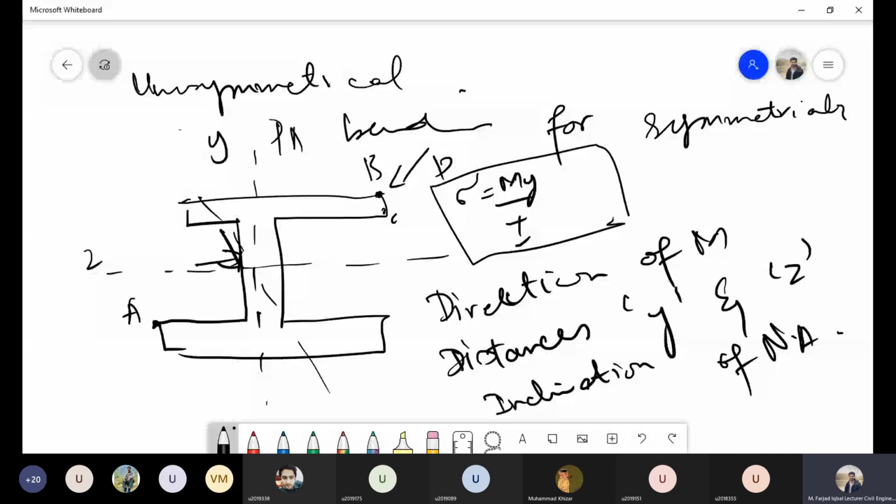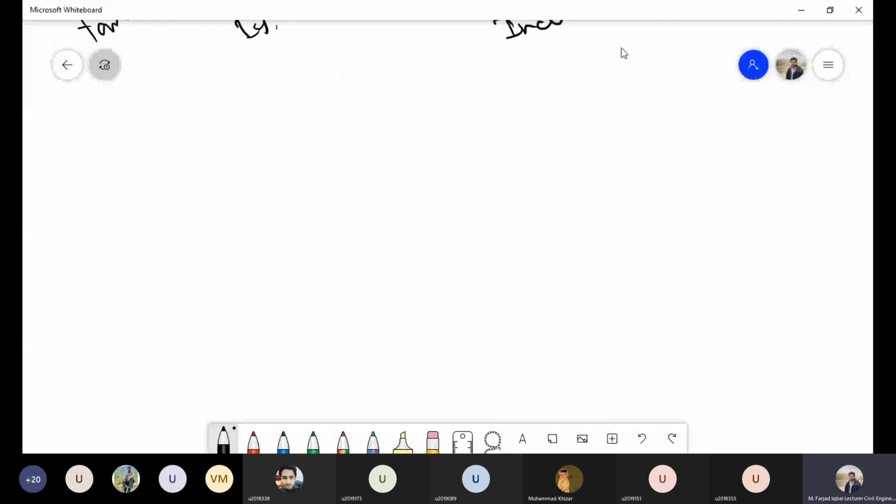From now on, we are going to start our next topic, which is unsymmetrical bending for asymmetrical sections. Now, as we discussed in our first few lectures on unsymmetrical bending, let's suppose we have this kind of section.